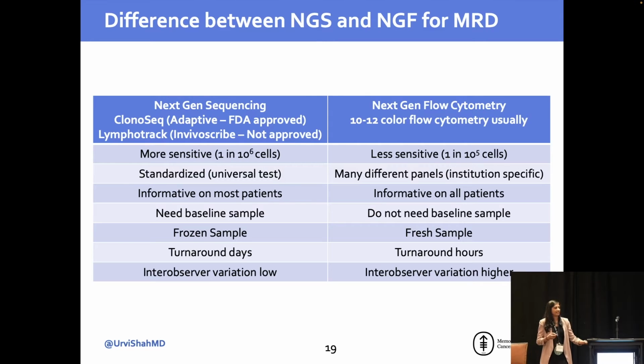And then you're looking at different things. Because next-gen sequencing is an FDA-approved standardized test, it's national, it is more universal, and it's easier to get at most places. Whereas with flow, you have to be at an institution that does flow and is able to actually do this, because not all institutions have the capability to run MRD that way. You need a fresh sample for flow. With next-gen sequencing, you could use a frozen sample, but you do need a baseline sample for that. And so there are differences between these two tests.